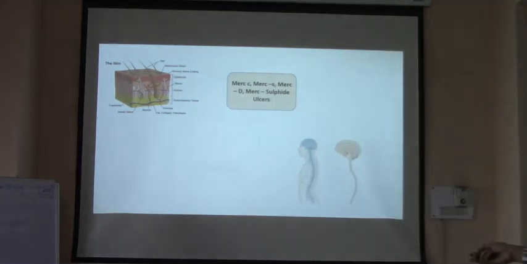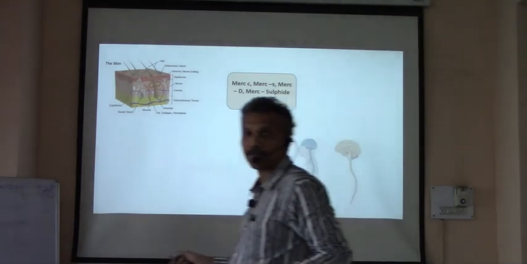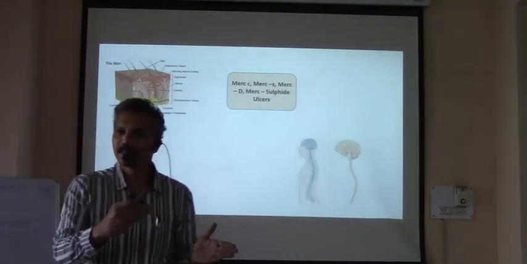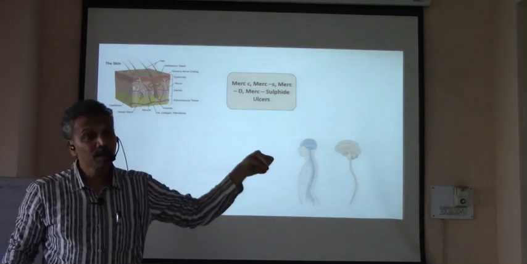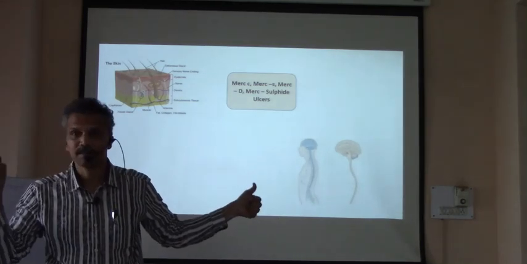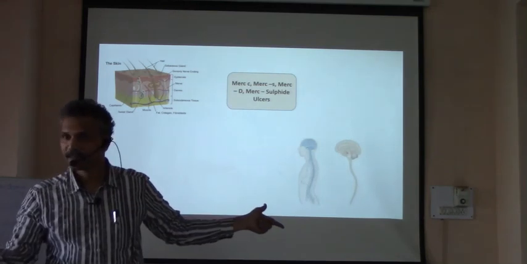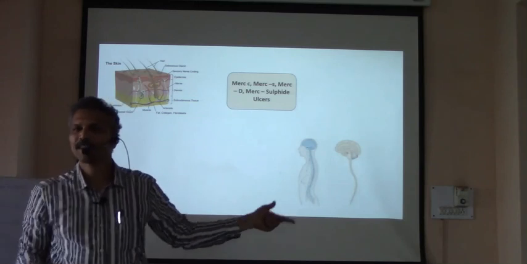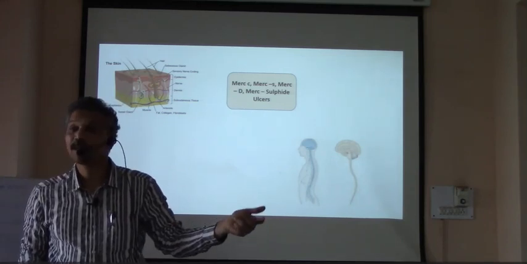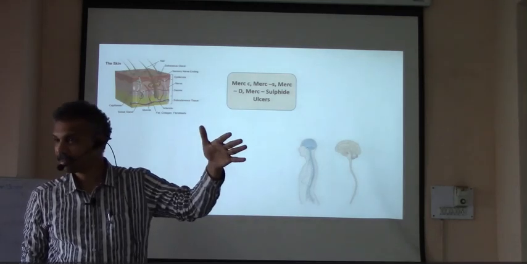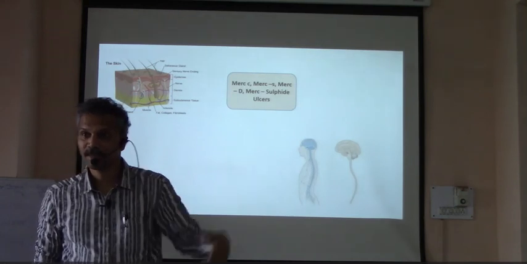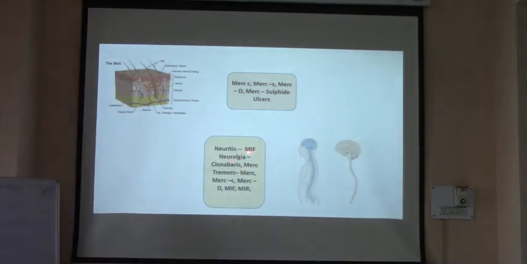The last thing, if I am right, we have one more slide, cerebrospinal system. What could be the probable pathologies that might come up, and the probable Merc salt that affects the cerebrospinal system? Quick. There can be degeneration. He's starting with the syphilis, and there can be neuritis. There can be neuralgias. There can be tremors, and there can be Parkinson's. Remedies from Merc which can cause neuritis will be MIF, neuralgia will be cinnabaris, Merc, tremors will be Merc, Merc-Cor, and Merc dulcis, MIF, MIR. And again, a very good remedy for Parkinson's.